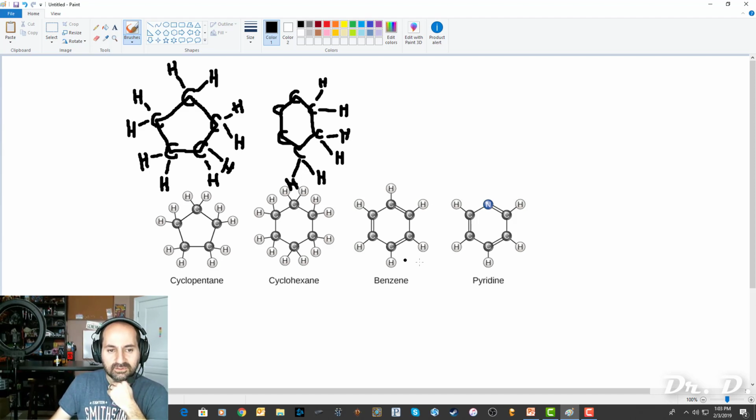Now, what happens when you start throwing in double bonds? Like, look at this down here. See this double bond action here? Okay, so how would I draw this molecule? How would I draw that? Well, it's simply like this.